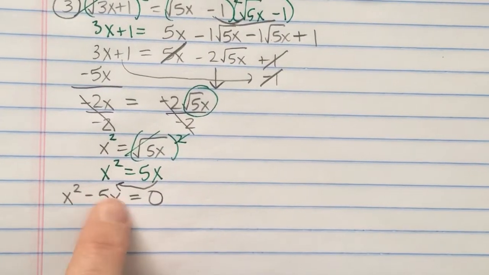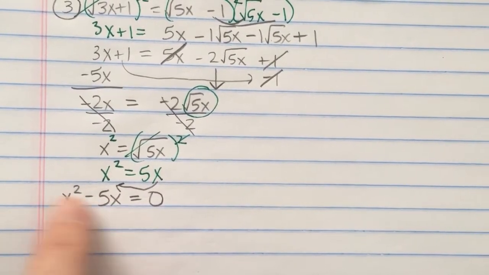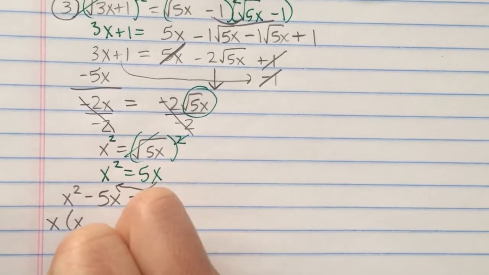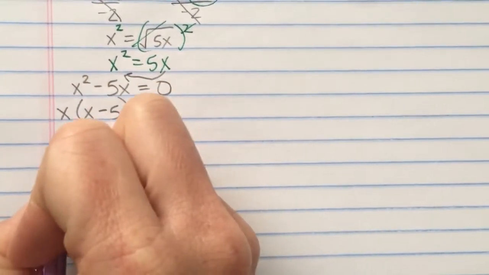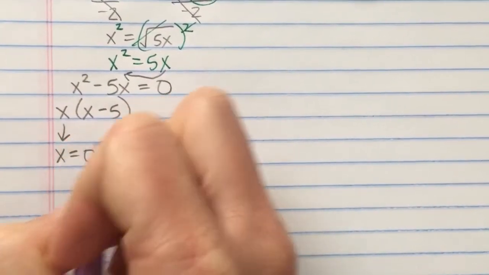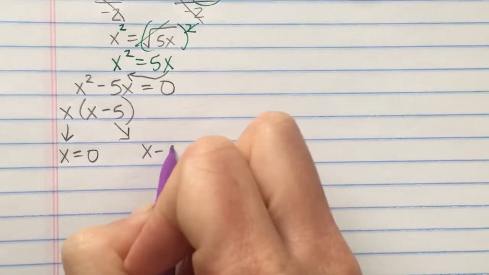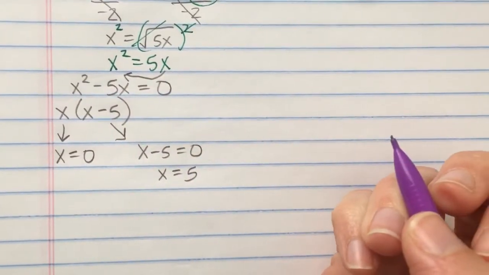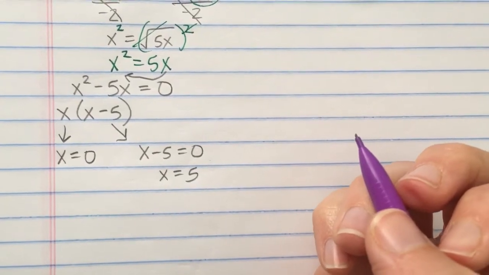And this one is not a trinomial, so you just pull out the greatest common factor. They both have an x. You pull out an x, and you're left with x minus 5. And then you're going to set both of these equal to 0. So x equals 0. x minus 5 equals 0, so x equals 5. Alright, we have to check both those answers.